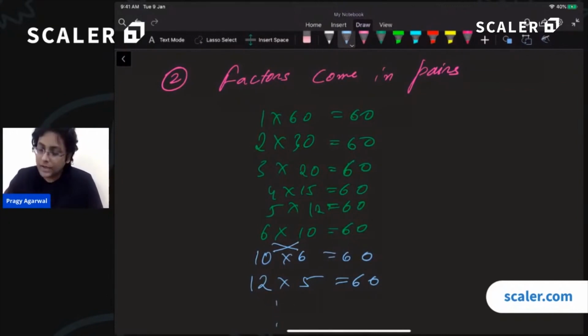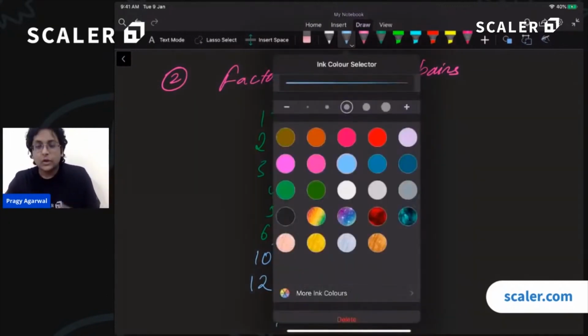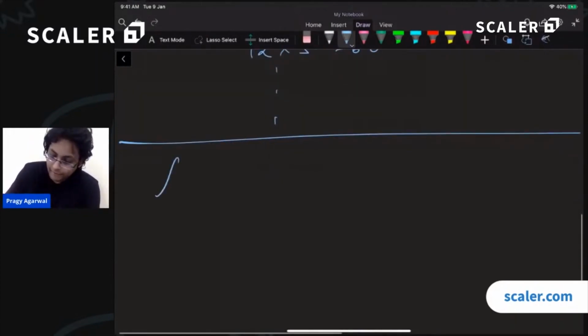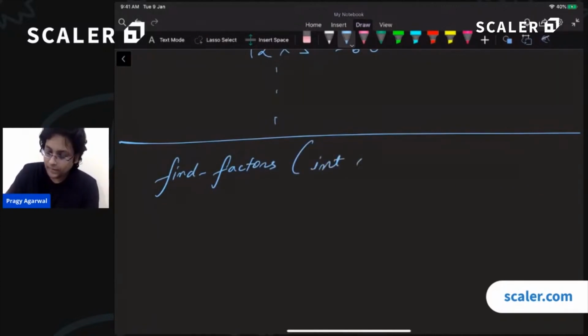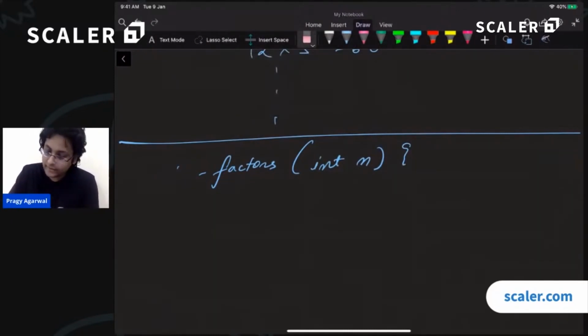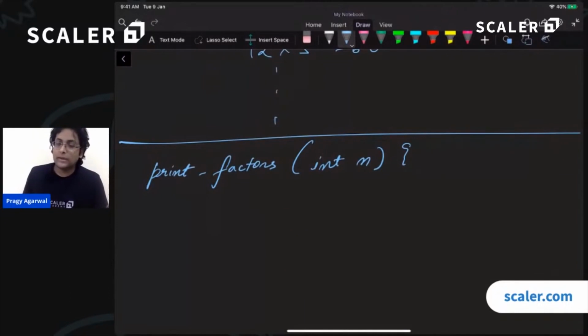All right. Now, given that we have these observations, could we write a program? Could we write a function, let us say find factors, that takes an integer n and prints out all the factors of it? So let us in fact call this print factors. This function accepts an n, and it is supposed to print out all the different factors of n. So what approach do we see over here?